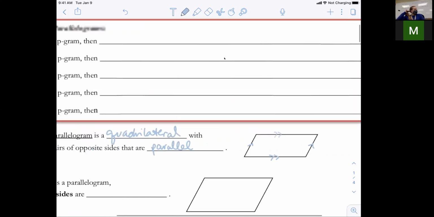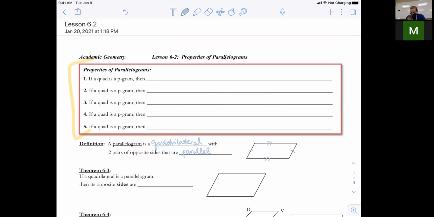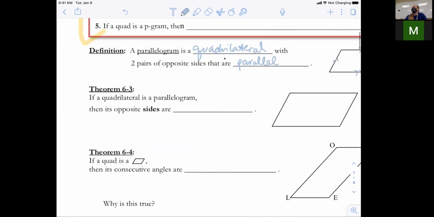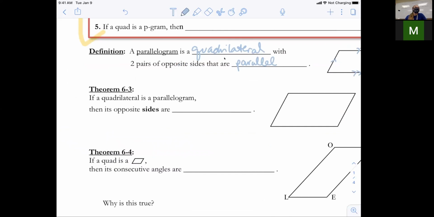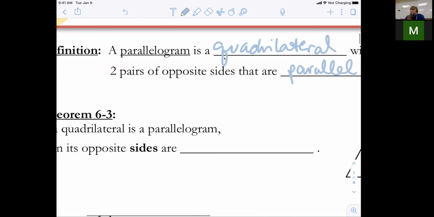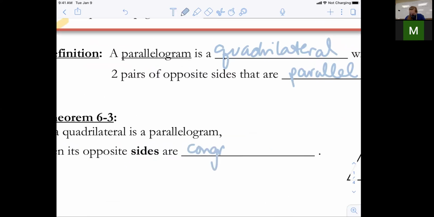Parallel, we mark with the 2 little arrows. They're different because these 2 are parallel to each other, but they're not parallel to these 2. But these 2 are parallel, so I need to show that a little bit differently. Okay. Next thing, I kind of got ahead of myself on the last one, but in addition to both sides being parallel, they are also congruent to each other. So opposite sides are congruent as well.